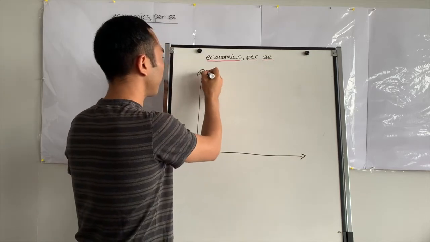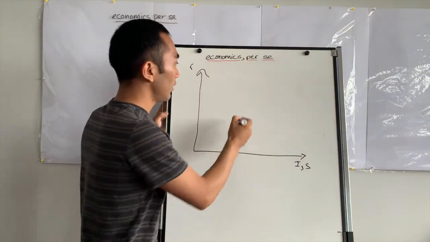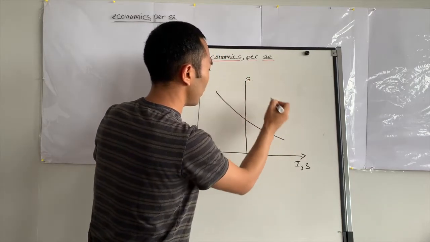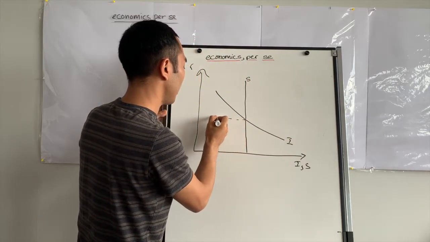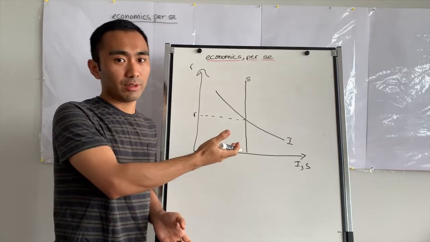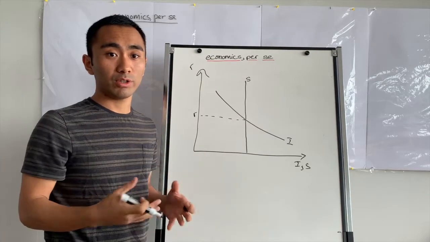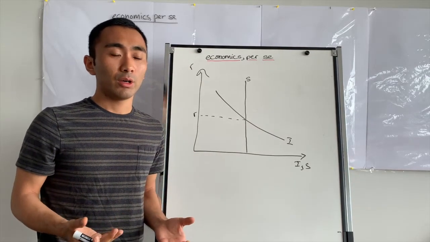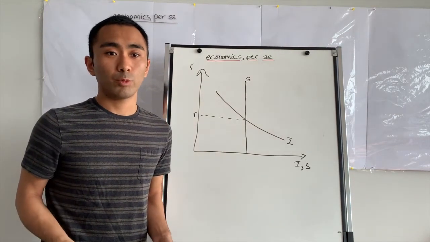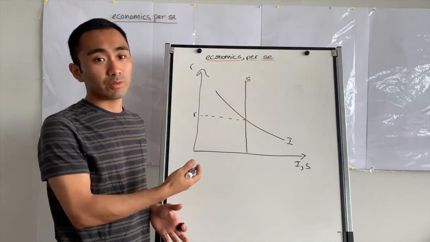On the x-axis, we will have investment and savings, and on the y-axis, we'll have the interest rate. First of all, let me draw the curves. This is going to be savings, and this is going to be investment. The savings curve is vertical because saving in our model was fixed, right? It did not depend on the interest rate. We'll relax this assumption later. The investment curve slopes downwards because of its inverse relationship with interest rates. The intersection of these two curves determines the equilibrium interest rate.